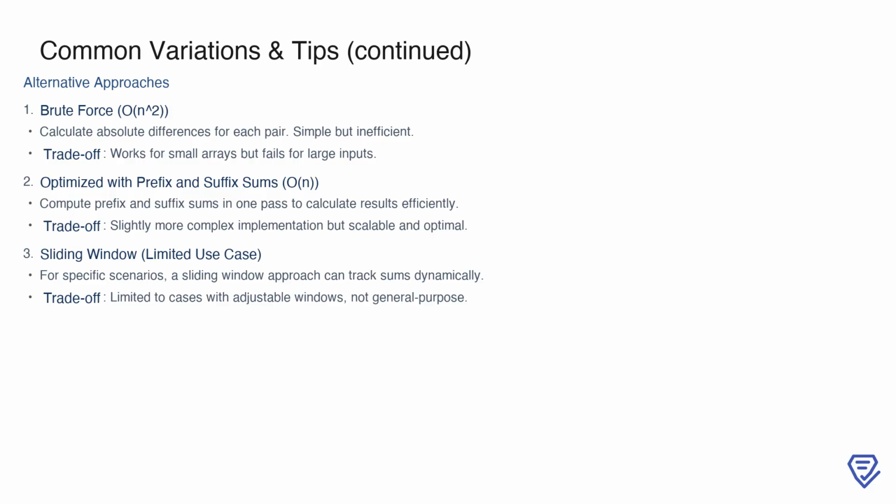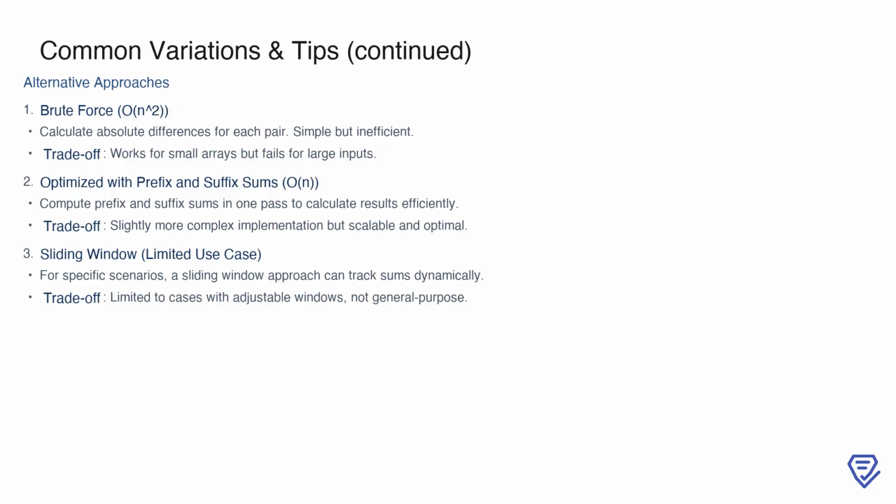A more efficient approach leverages prefix and suffix sums to achieve an O(n) solution. By calculating prefix and suffix sums in a single pass, you can optimize the computation significantly. The trade-off here is that the implementation is slightly more complex, but the scalability makes it worthwhile for larger arrays.